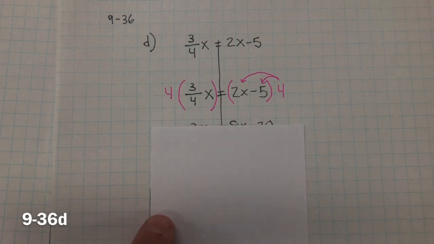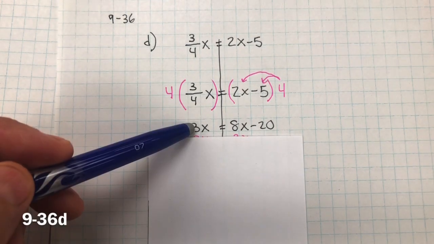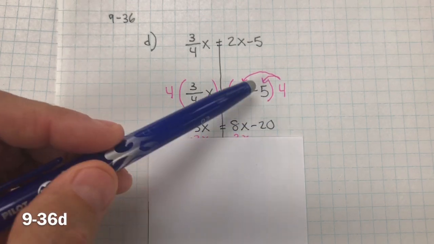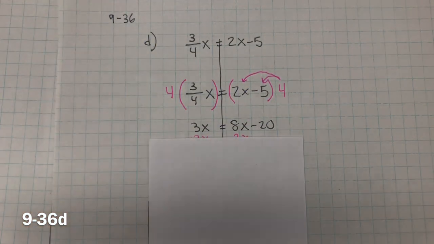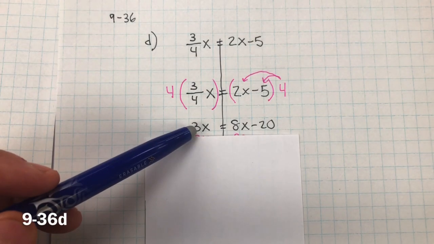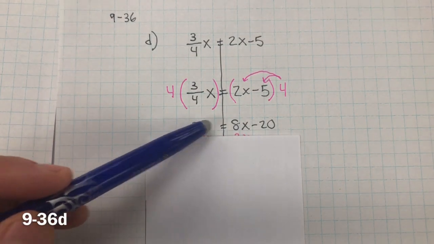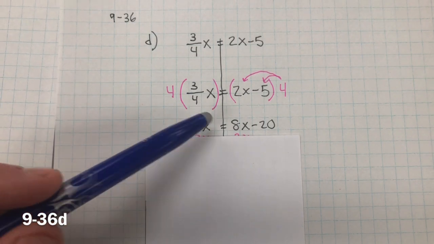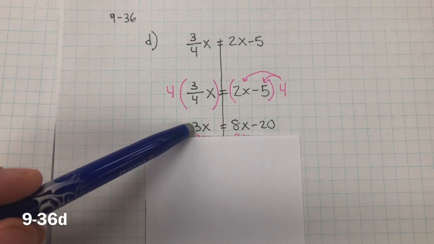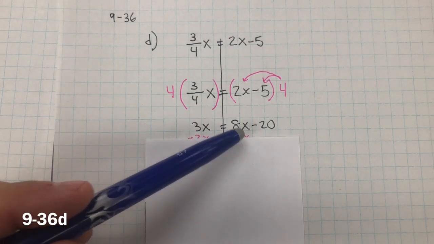So now we have 3x, and 4 multiplied by 2x is 8x. 4 multiplied by negative 5 is negative 20. Now I want to get the variable to the side that has a greater value, so that way I don't have to deal with a negative. So I'm going to go ahead and bring this 3x to the left side.